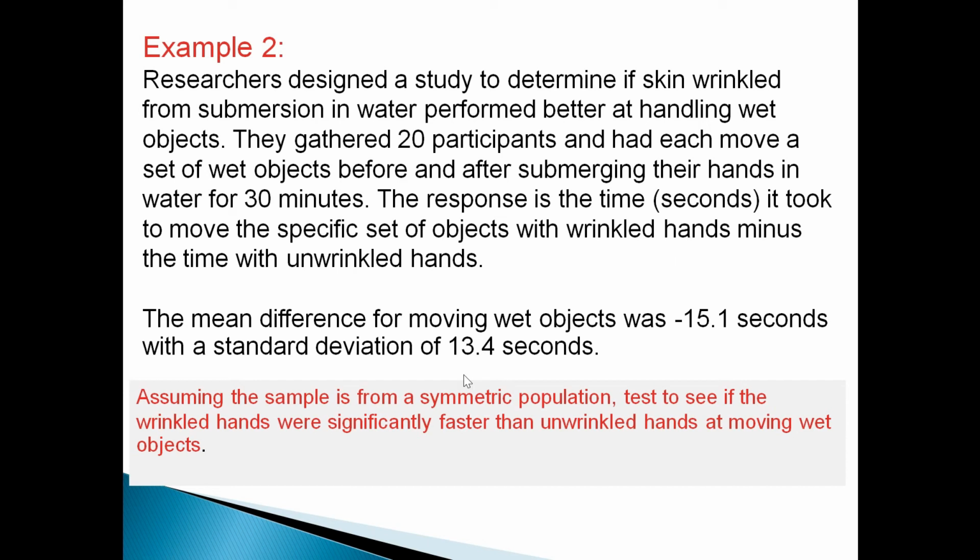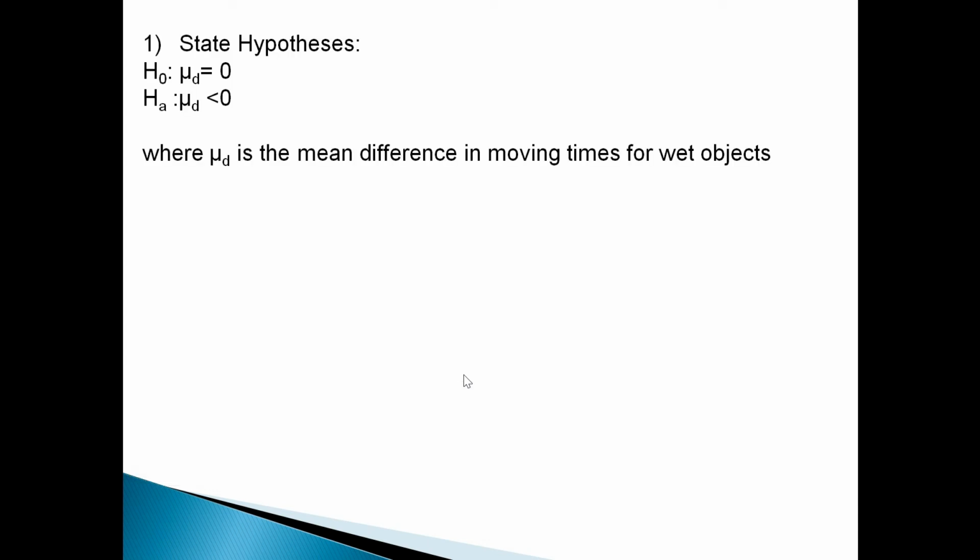Since the response time is the time it took, and I'm doing this in terms of wrinkled minus unwrinkled, I'm expecting negative values, because if you have faster time, then you have a smaller value. So as if you're doing smaller value minus larger value, so you'll have a negative value at the end. So let's do this. So first, let's state the hypothesis.